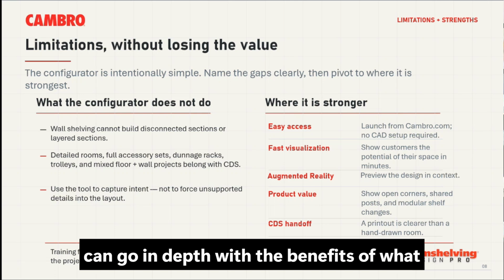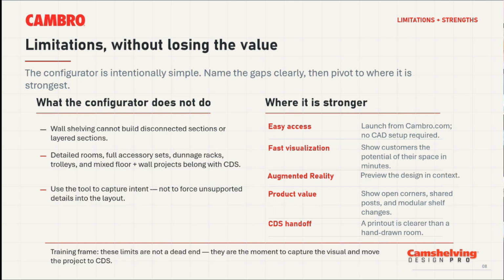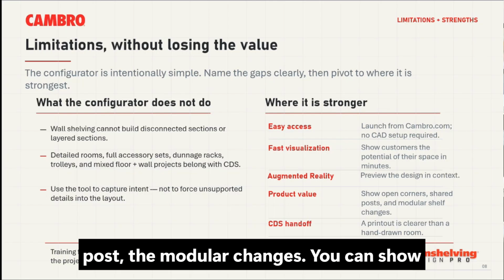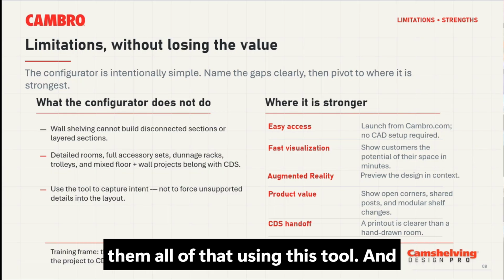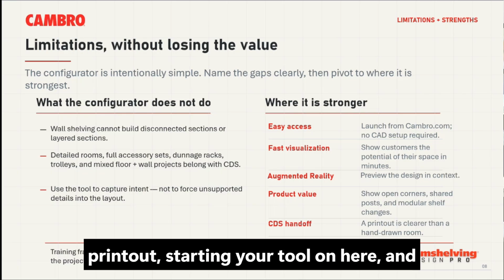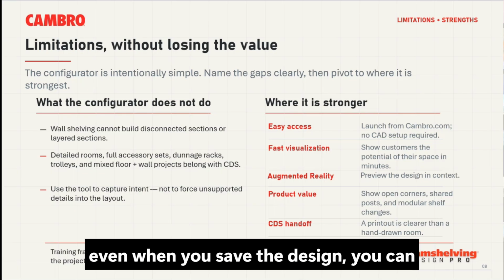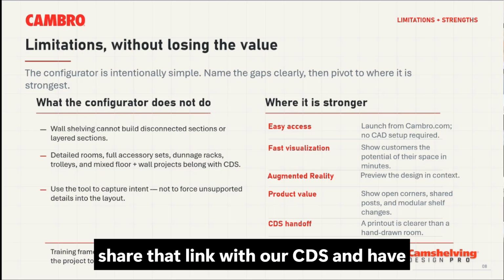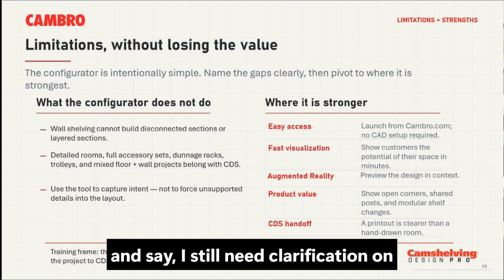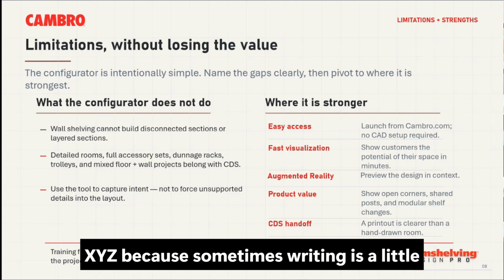Product value, you can go in depth with the benefits of what our shelving line is capable of. So everyone knows that with cam shelving, we offer that open corner, the shared post, the modular changes. You can show them all of that using this tool. And then again, the CDS handoff. So doing a printout, starting your tool on here, and even when you save the design, you can share that link with our CDS and have that conversation versus submitting a piece of paper where they might come back and say, I still need clarification on XYZ because sometimes writing is a little bit hard to understand.